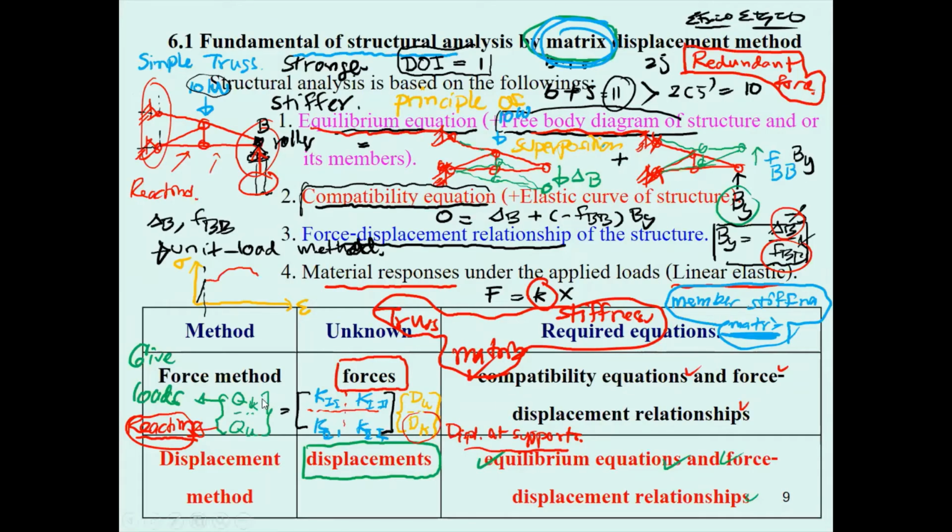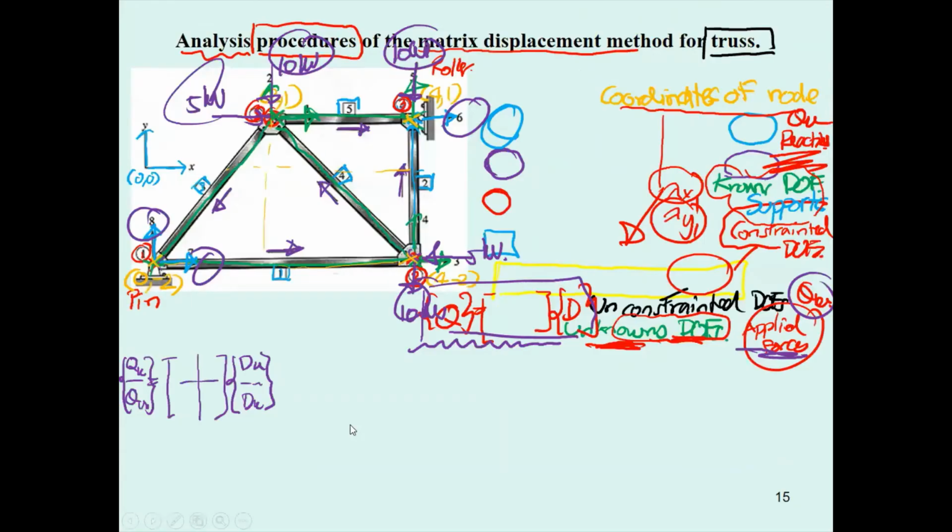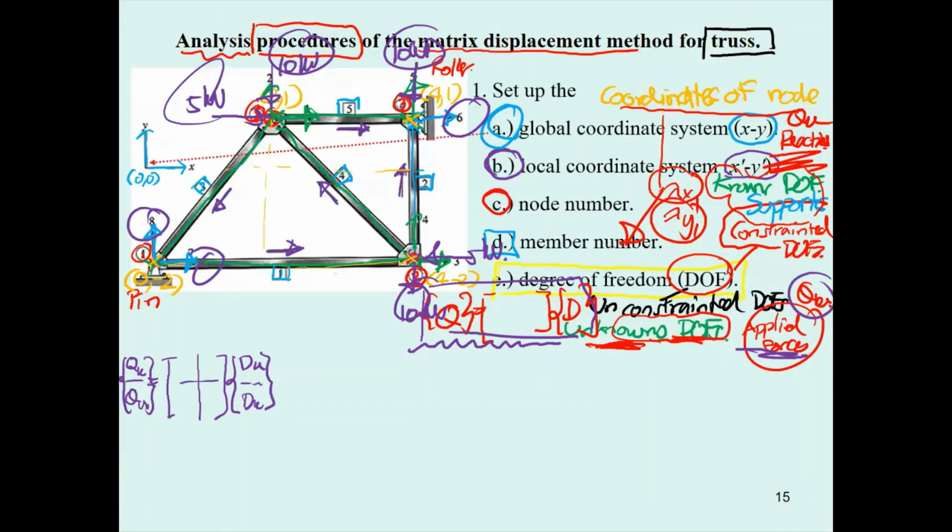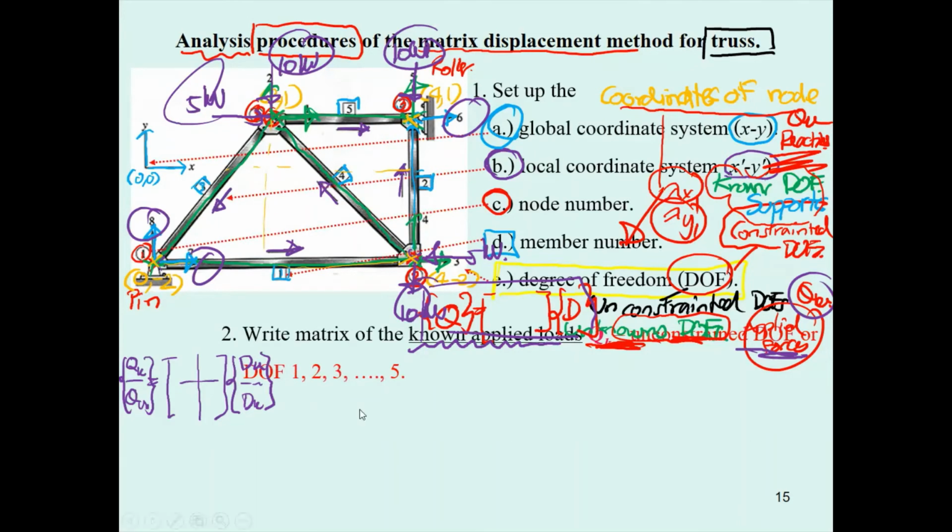Let me show you over here. See, this is Q sub K, sorry. This is the known force. This is Q sub U, the reaction. And this is D sub U, the unknown displacement. This is the known displacement. And for K inside it, we come to this point again, and then what we have is the known force.